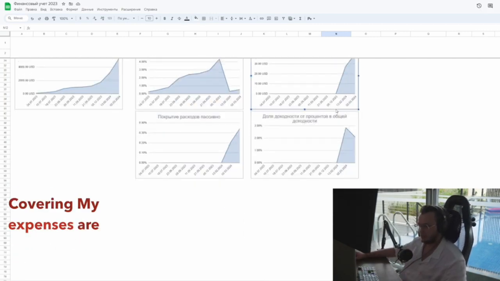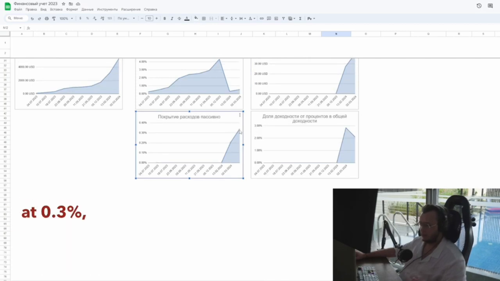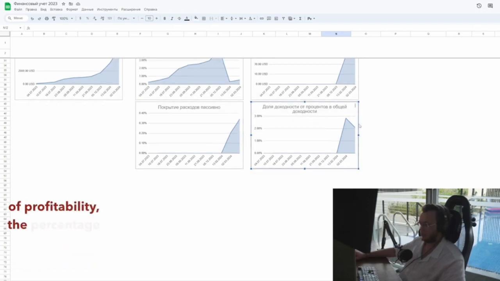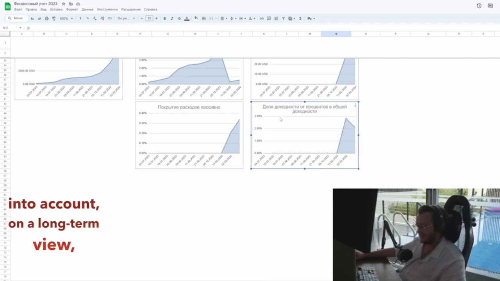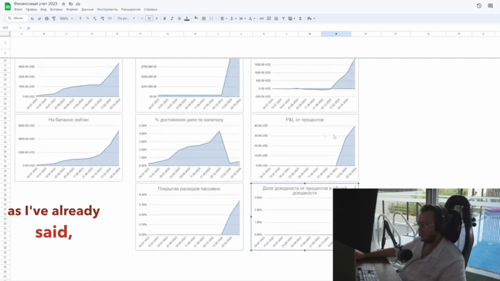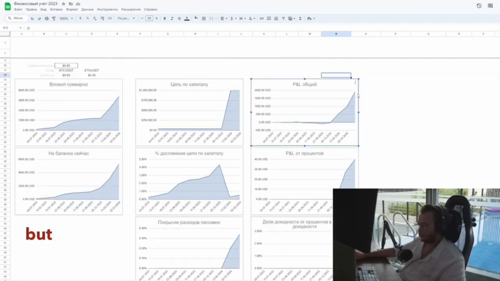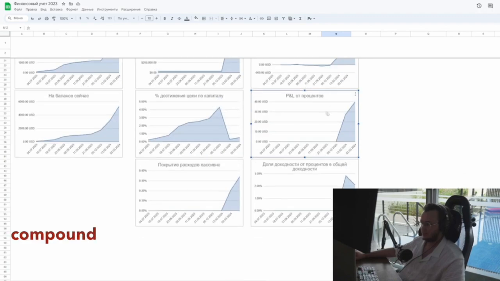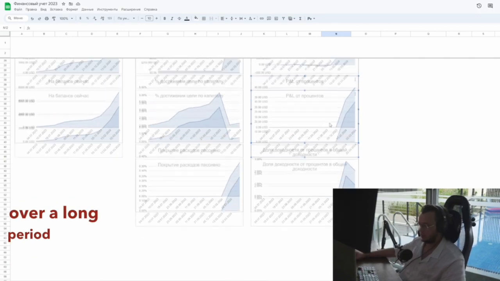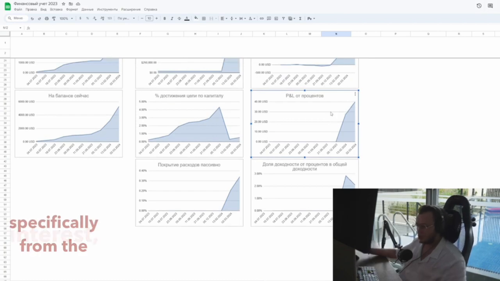Covering my expenses passively is, understandably, at 0.3%. My expenses are about 500,000 rubles a month if you count in rubles, and the share of profitability, the percentage of total profitability, I also take into account on a long-term view. This graph will prevail. That is, it will grow because, as I've already said, the total P&L could be negative, but the P&L percentage can't be negative. Compound interest will kick in over time, and the main profitability over a long period of time will be specifically from the interest, not from the growth in the price of my assets.